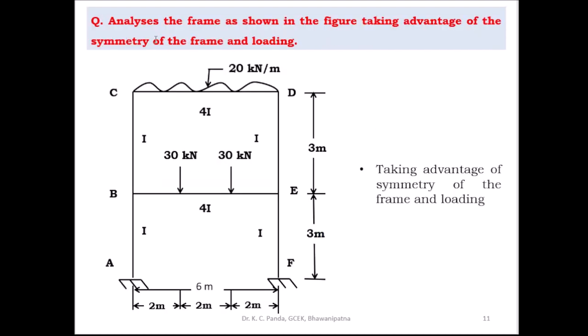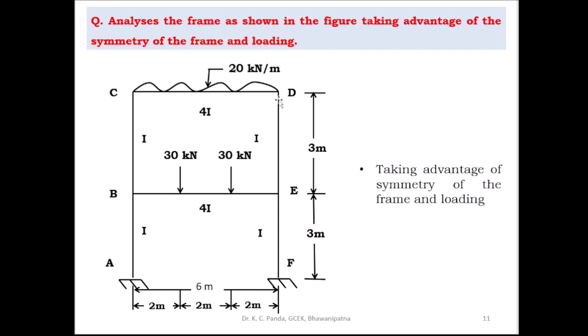Then coming to one example: analyze the frame as shown in the figure, taking advantage of the symmetry of the frame and loading. So this is a one-bay two-story frame, with joints A, B, C, D, E, F. On the horizontal member CD there is a 20 kilonewton per meter uniformly distributed load, and on the horizontal member BE there are two concentrated loads of 30 kilonewton at a distance of 2 meter from the support B and from the support E.